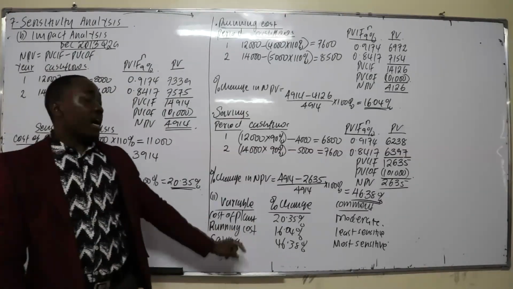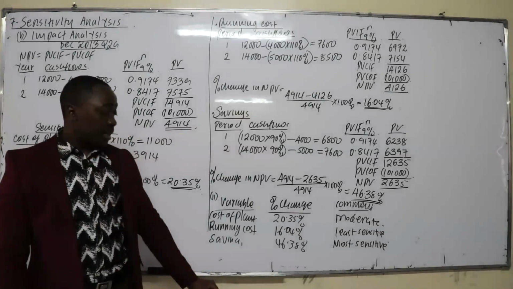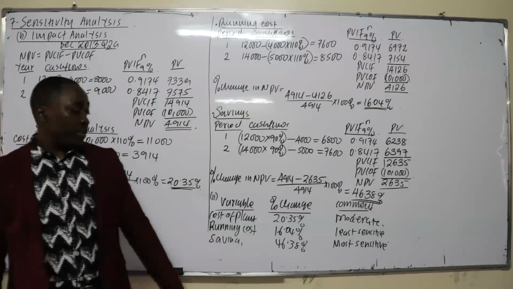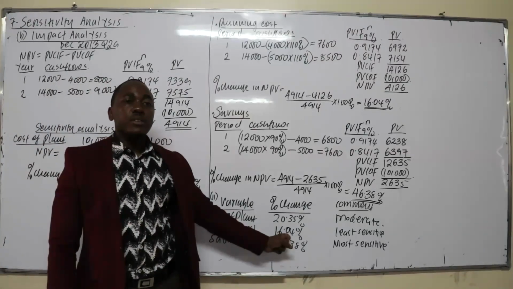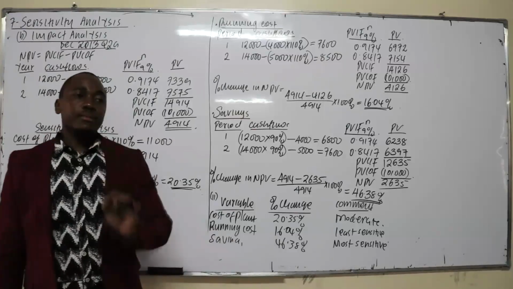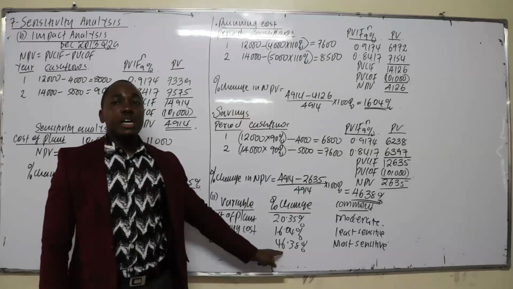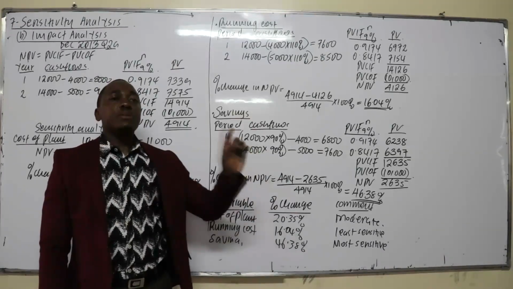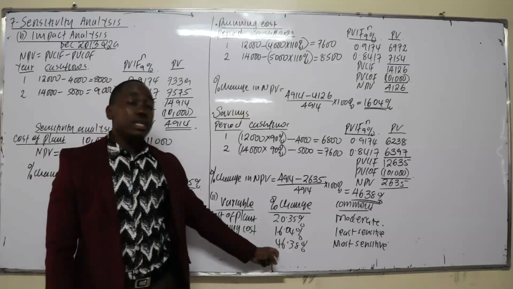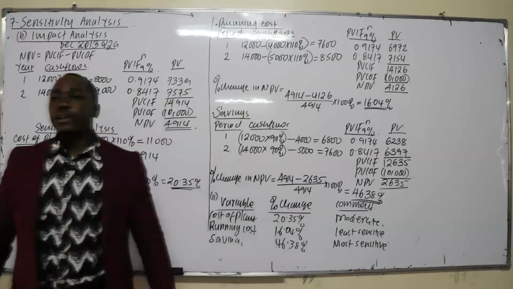If running costs are affected adversely by 10%, the entire profitability or NPV reduces by how much? 16.04. But if savings just decrease by 10%, the total NPV will reduce by how much? 46. So that means savings is very sensitive. A small change of 10% reduces NPV by 46.38%. So you can copy now.